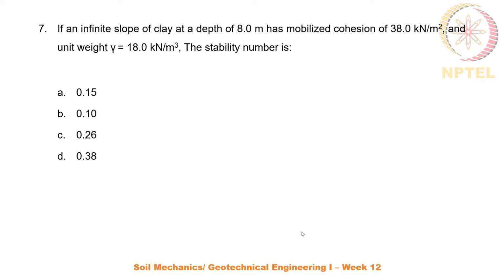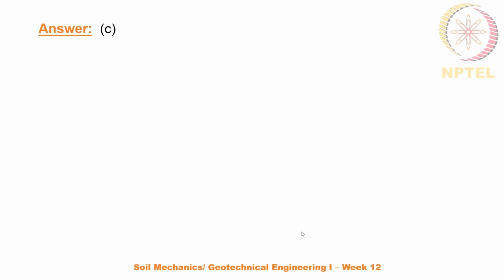We are given the mobilized cohesion, unit weight, and the depth at which this clay slope exists. So which is the correct option? What is the stability number in this case? Option C, madam. Okay, let's see. So yes, correct answer is option C.